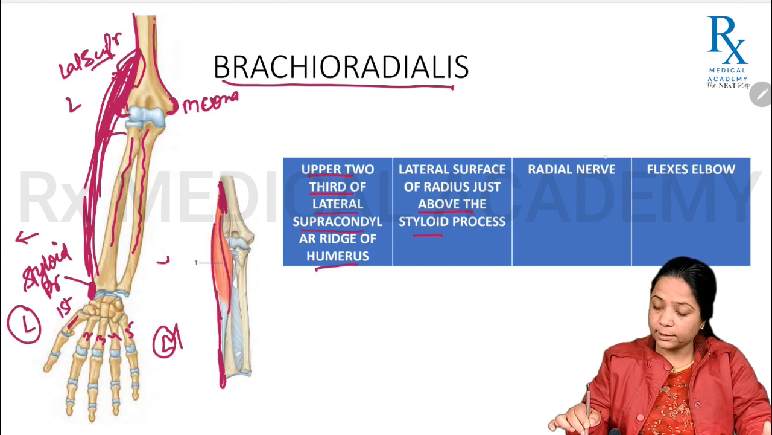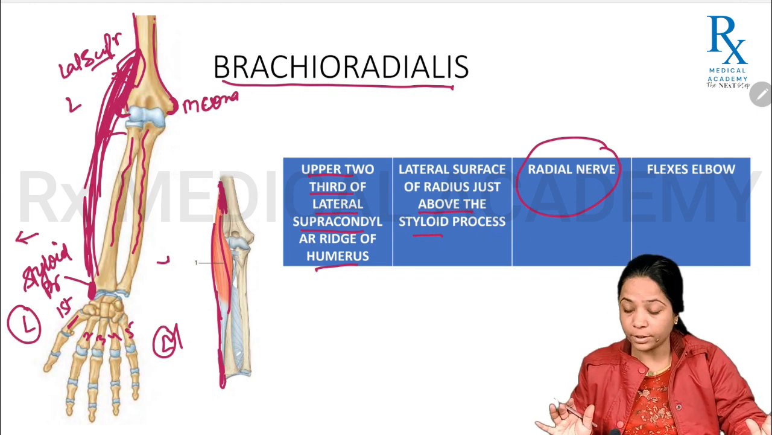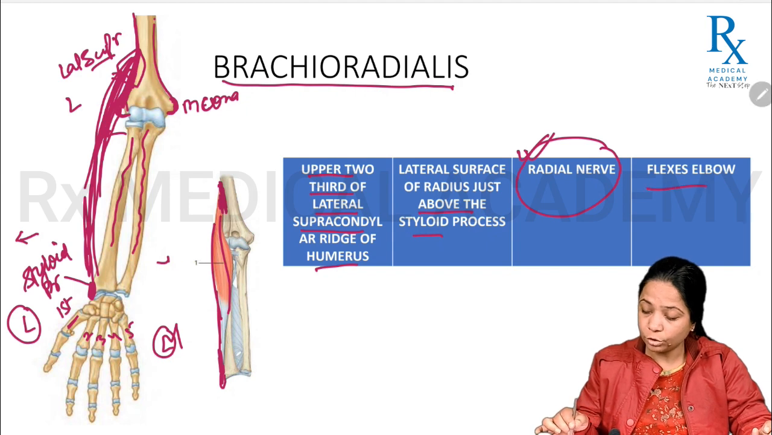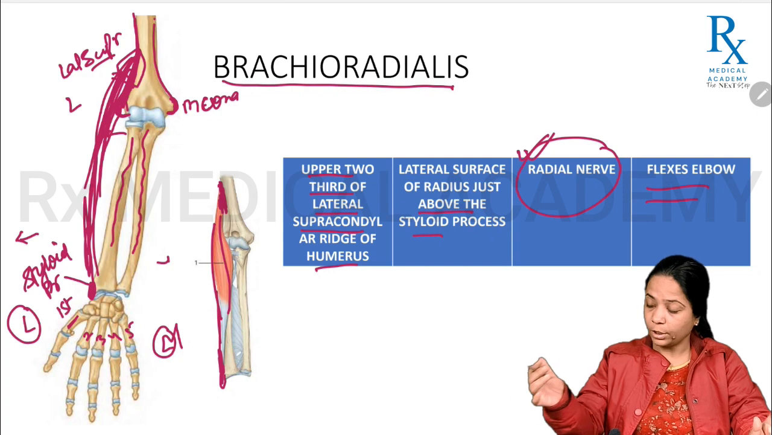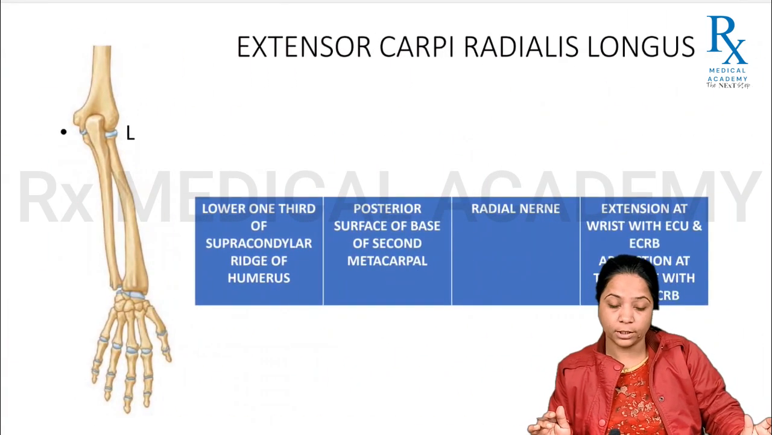This muscle is supplied by the radial nerve. All the muscles of the posterior compartment of the forearm, in general, are supplied by the radial nerve. The function of this brachioradialis is that it causes flexion of the elbow joint. So it produces flexion of the elbow joint. This is the function of the brachioradialis.